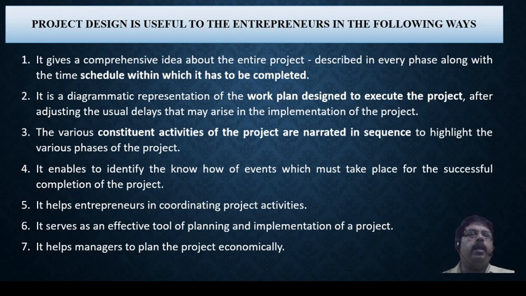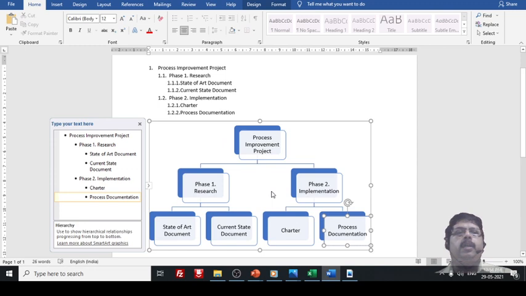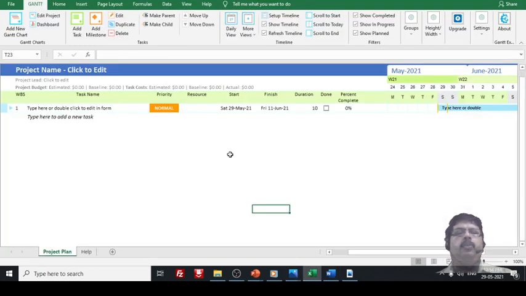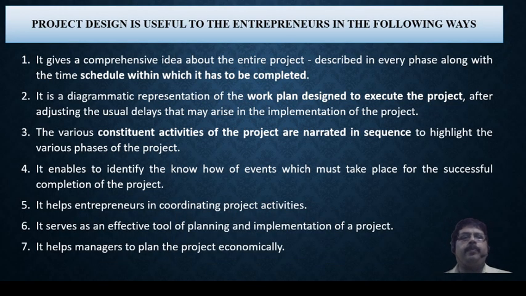Then it has a diagrammatic representation of a work plan designed to execute a project. About that, I have also shown you some examples, such as this work breakdown structure and this Gantt chart. Here also you can have a pictorial representation. We'll see in the future how it is done, and the various constituent activities of the project are narrated in sequence. Those things we can do with both the work breakdown structure, WBS, or a Gantt chart. So this is possible, and I will show you one example of how to do that.